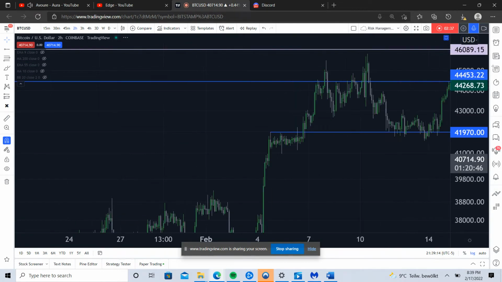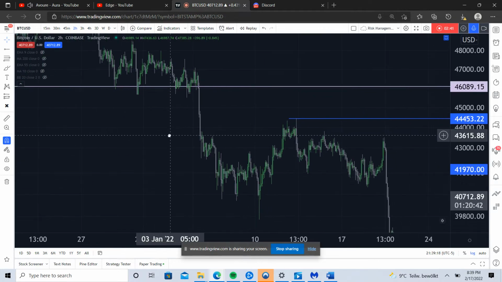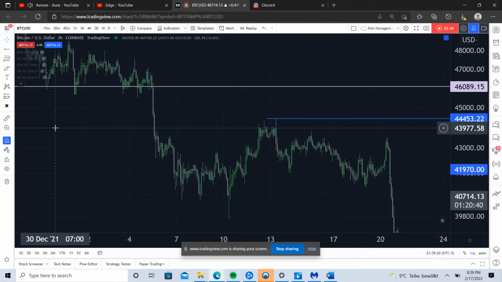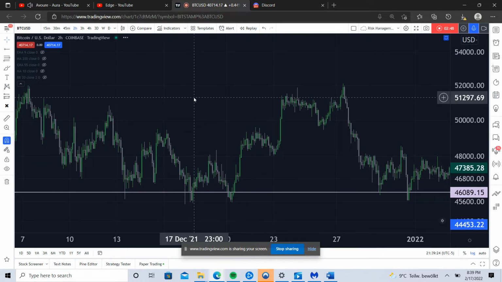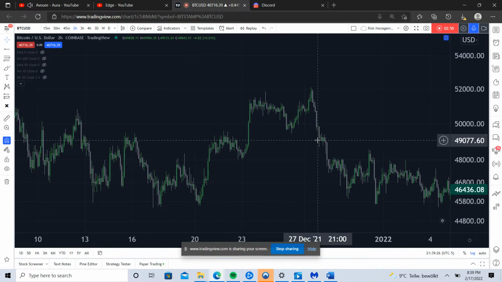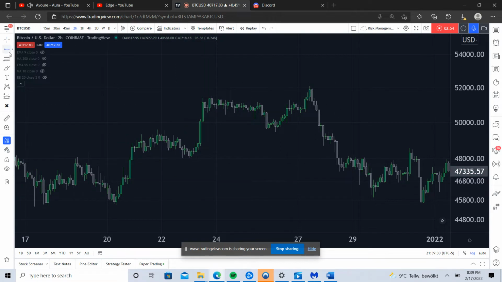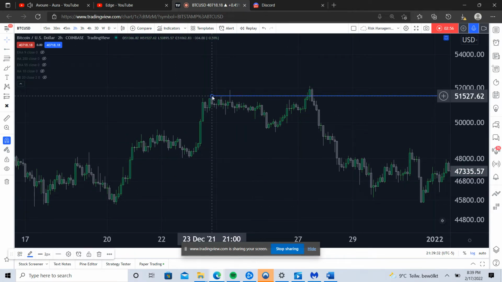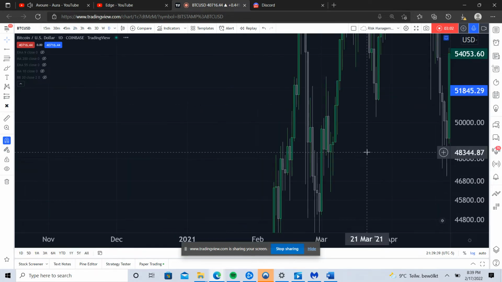Let's try to find another example of this. Let's see. All right, here we go. So we have this level here. We marked this level off in a previous video. Right, we have our daily high here. Actually, our daily high is right here. We can see that going back to, let's see.